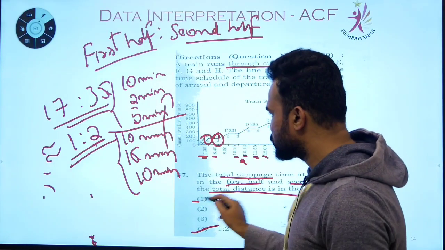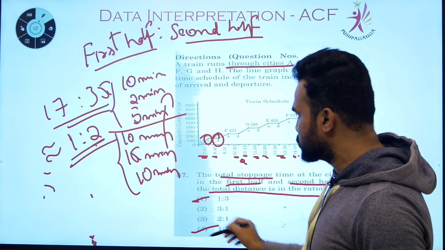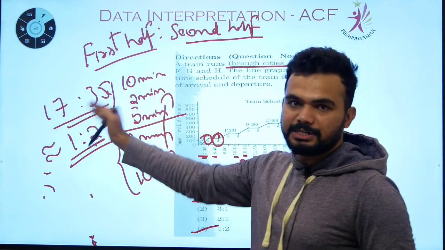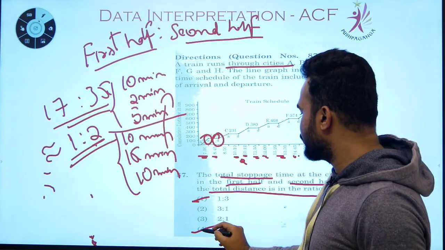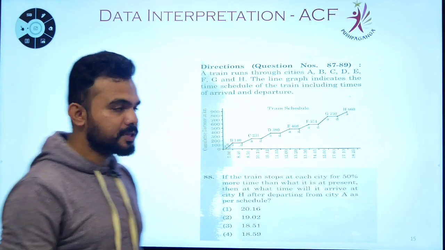So it cannot be 1:3 because it's more than that, and 3:1 cannot be possible. 2:1 also cannot be possible because this is lesser than 35. 17 is lesser than 35. So now we go with answer 4, 1:2. So we can go with the next question.